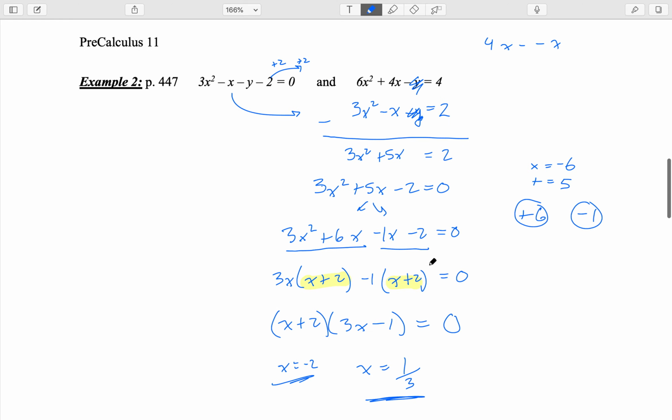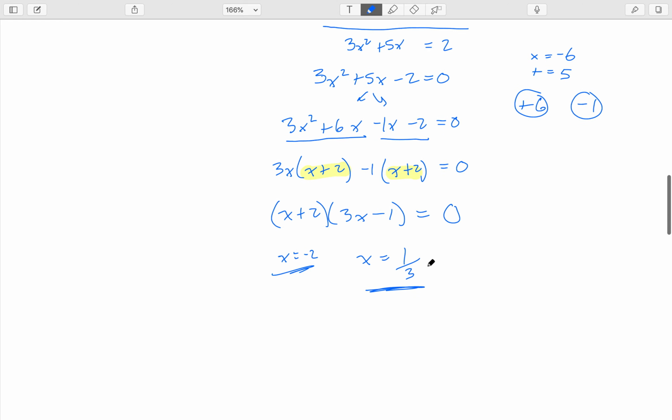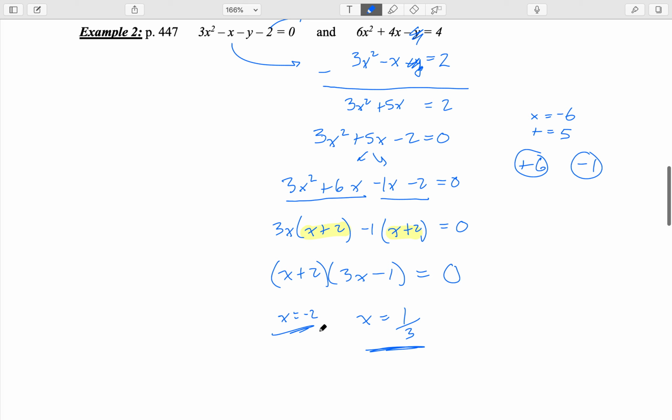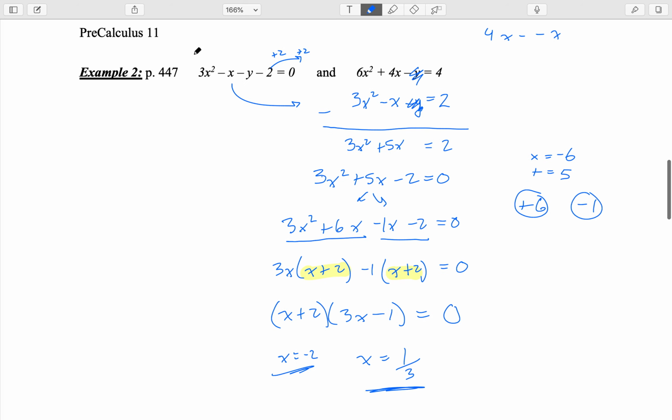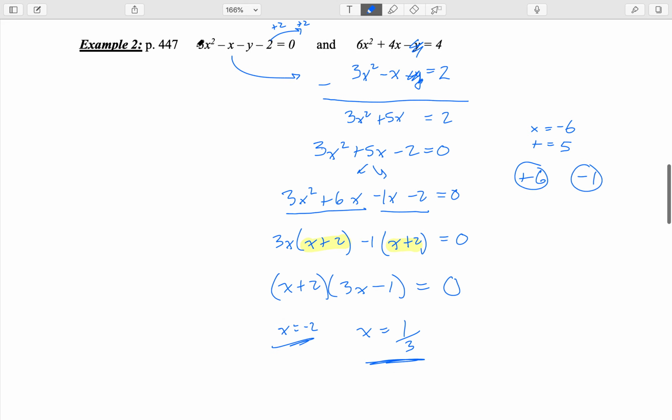I need to figure out my y solutions. Okay, so how do I do that? I could either start, no, I can't start over. Take this, substitute it into either one of these equations. Now, they're both pretty big, right? But it'll work. Let's try it. So let's go with this one. So I'm going to plug in negative 2. So here we go.